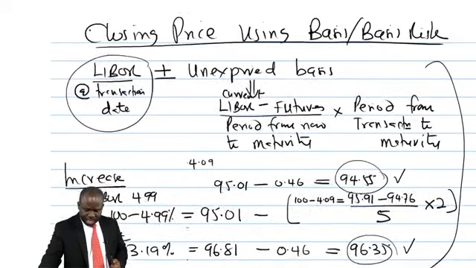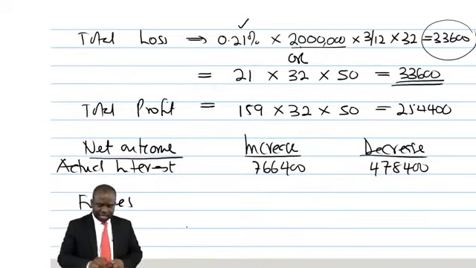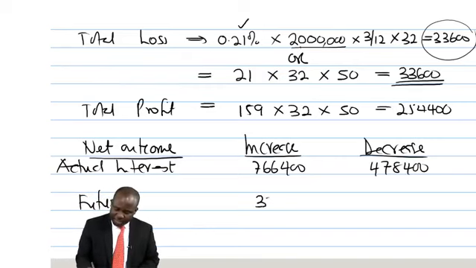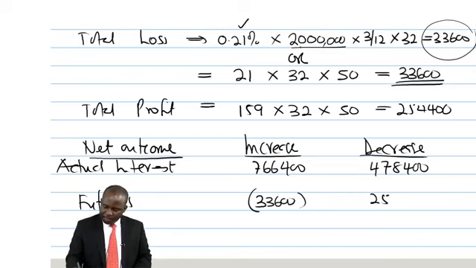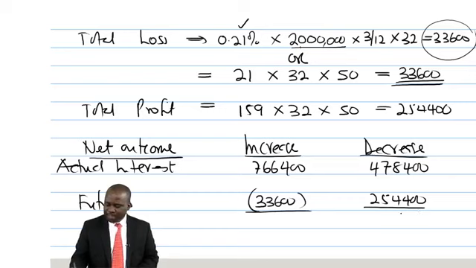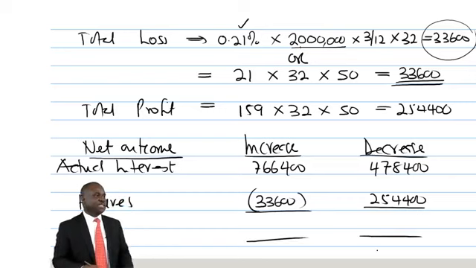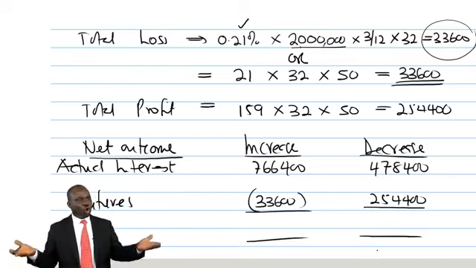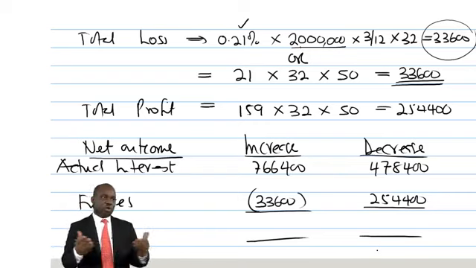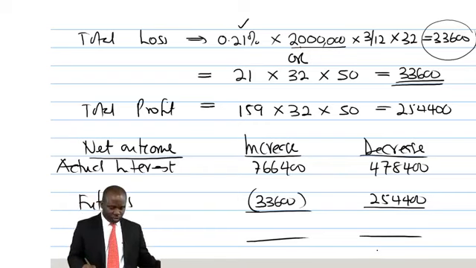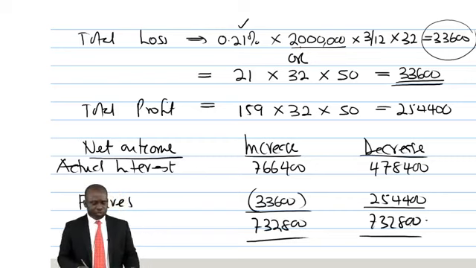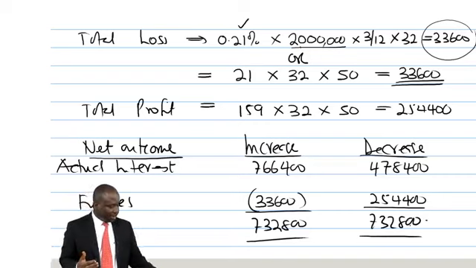Okay. So let's come back. So let's bring the futures. Here we made a loss of 33,600, and there we made a profit of 254,400. When you sum them up, the two should be the same, because the futures will also lock in the rate. That's why we could have used the lock in rate. So when you sum, this is 732,800, 732,800.